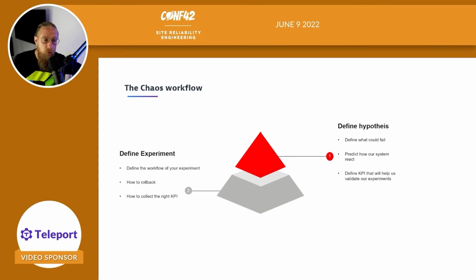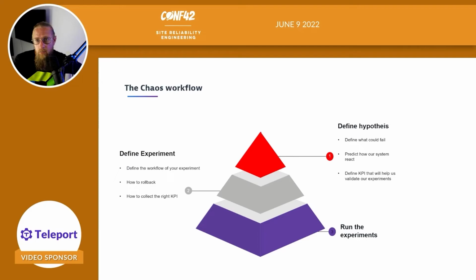Keep in mind, then we need to define how to roll back. Why? Because keep in mind that we're going to run that probably in production. So if in case there is a problem, we need to have the process described and automated to be able to come back to a normal state. And then we also need to figure out how we're going to collect the various KPIs required to validate our experiment. And last is basically we run our test.